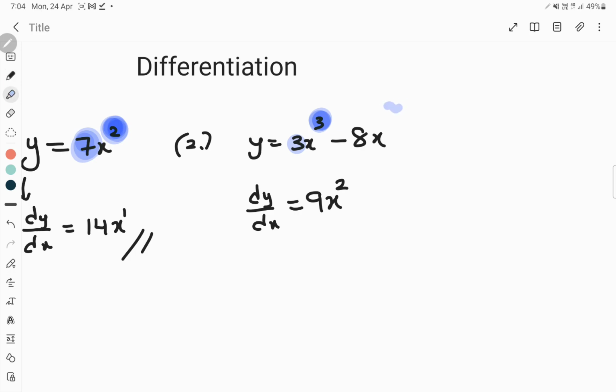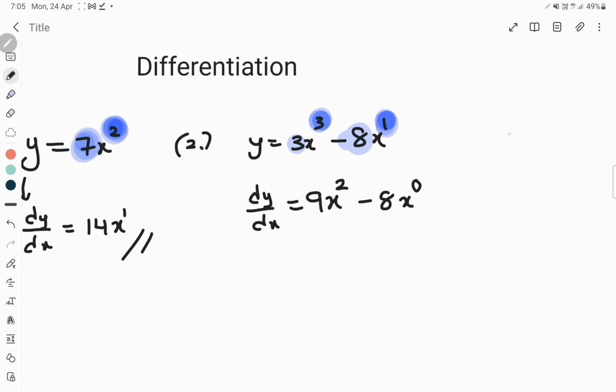Alright, in the second term, the power here is going to be 1, even though it's not written. So you multiply power 1 by the front number, so that's going to be minus 8. And from the power, you're going to subtract 1. So if you subtract 1 from 1, what do you get? x to the power 0.